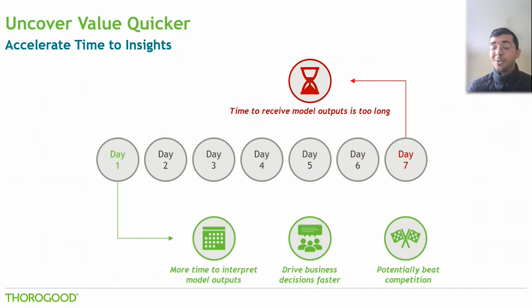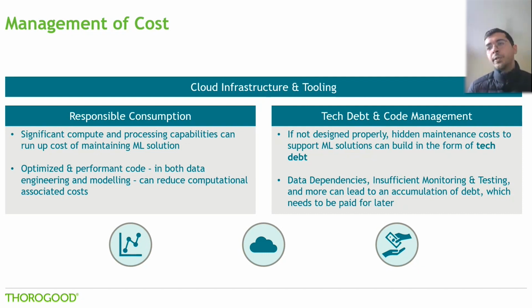This additional time could also ultimately be the difference between a winning and a losing strategy in the market. And finally, management of costs. Costs are at the forefront of everyone's mind. With a proper MLOps framework implemented, traditionally expensive solutions can be minimized with sound cloud infrastructure principles, cutting down on compute costs through parallelization and optimization, and improved data management principles and handling of tech debt.